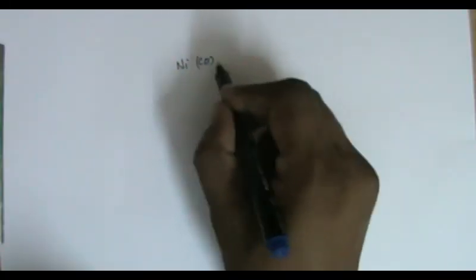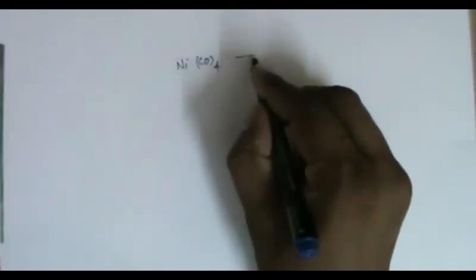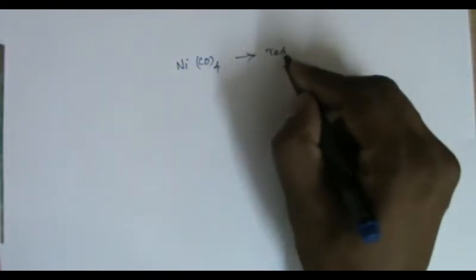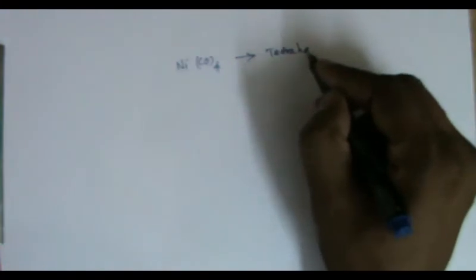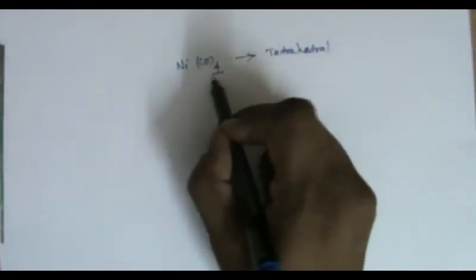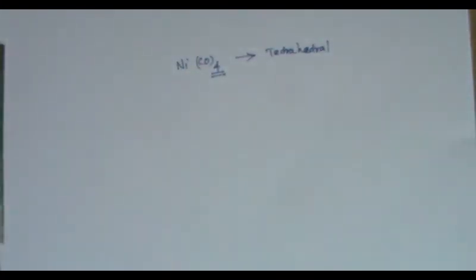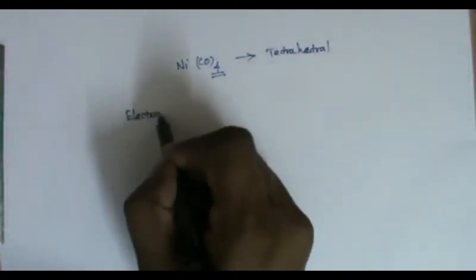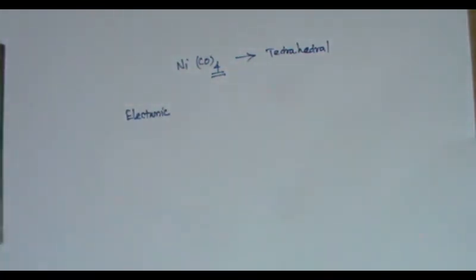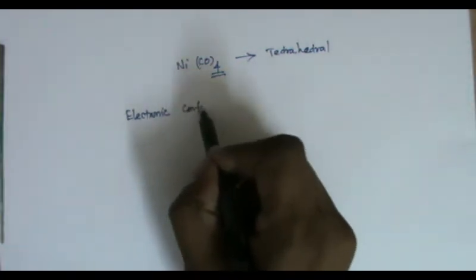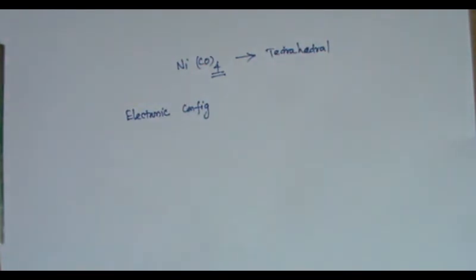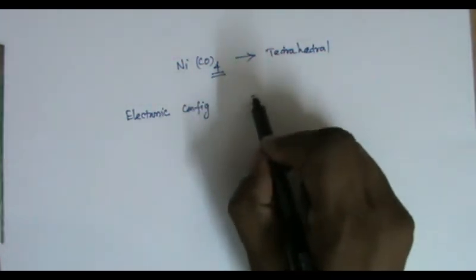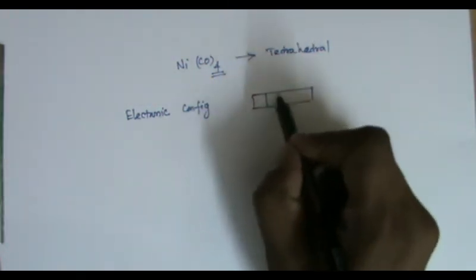I go for another complex, nickel tetracarbonyl. You may know this compound, it is tetrahedral in shape. So there are 4 ligands, so it is tetrahedral. I go for the electronic configuration. Nickel is in 0 oxidation state. So the electronic configuration is like this.